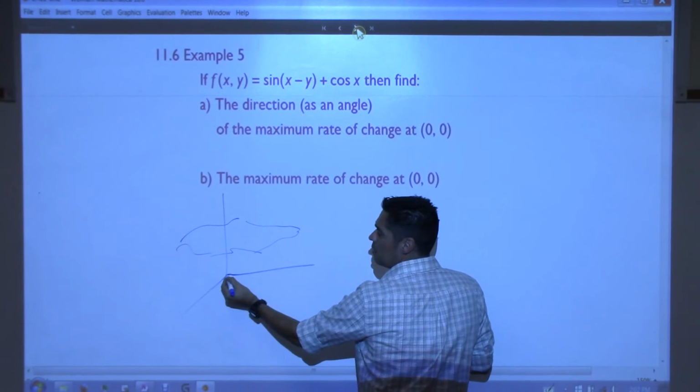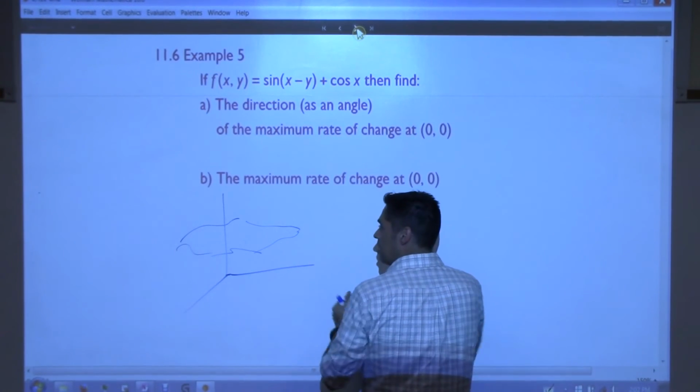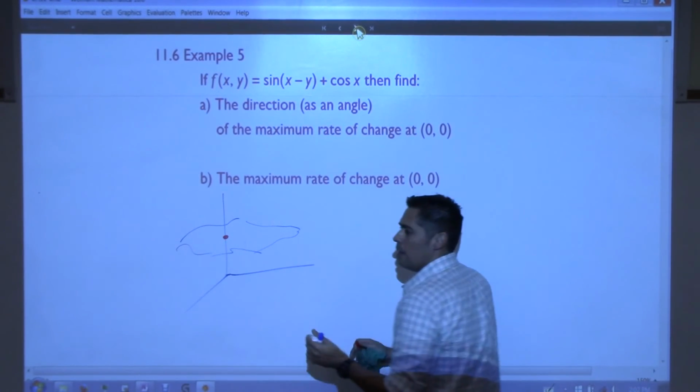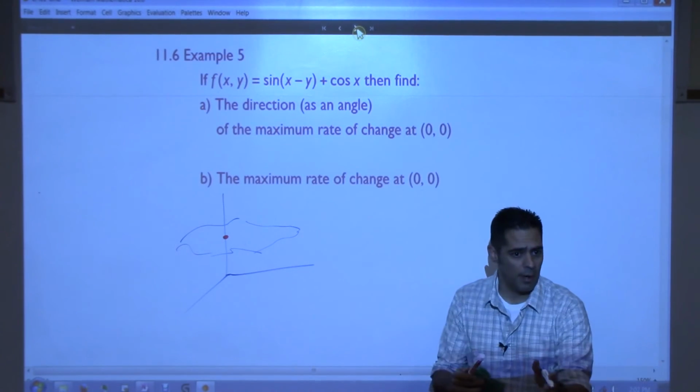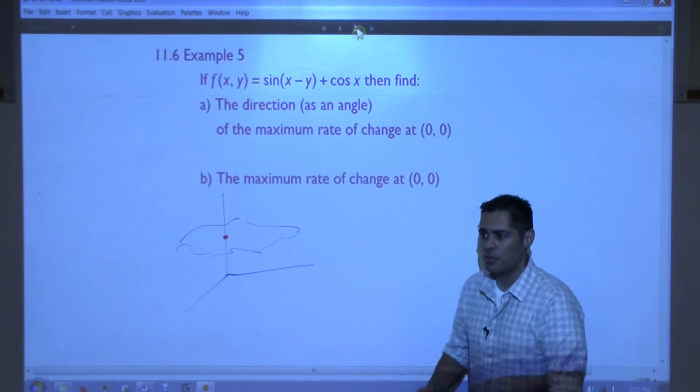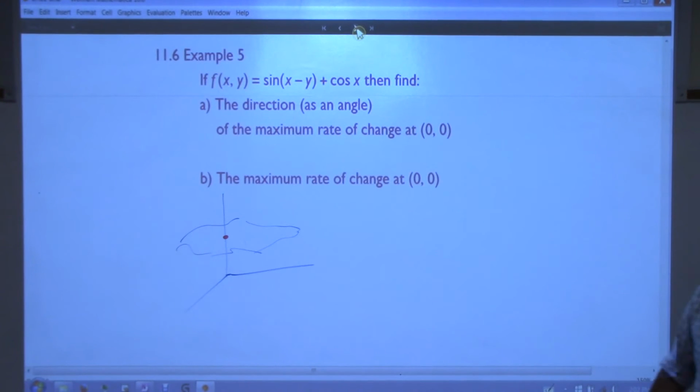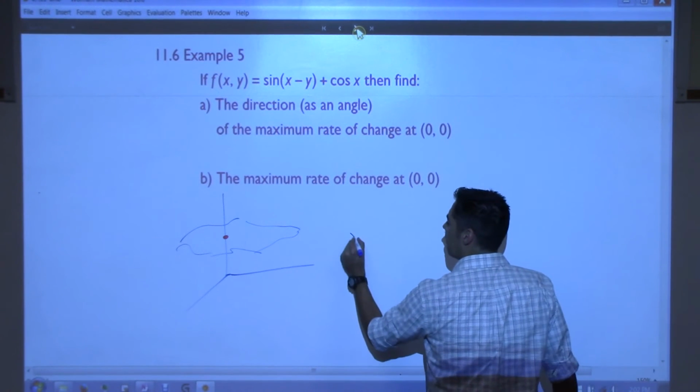0, 0. You go up to the function. Somewhere on the function you're standing there. And I'm asking you, which way do you point? Tell me which way you point so that you would get the maximum directional derivative. What do I have to do? I just have to find the gradient. That's all I have to do. Okay? So what's the gradient of f?